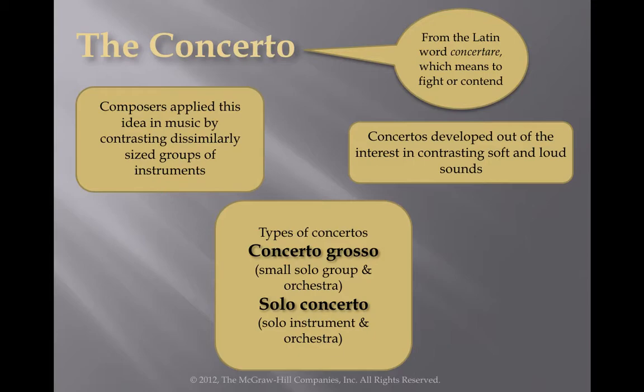One genre of orchestral music that we will be talking about in this chapter, as well as future chapters as we move on to other periods of time, is the concerto. Now, the concerto comes from an idea from musicians to pit two different sounds against each other within a single piece of music. Now, these contrasting sounds come from very different sized groups, usually a large orchestra against a smaller group of instruments or just one instrument. And this type of music was called the concerto. The name was developed from the Latin word concertare, which means to fight or contend.